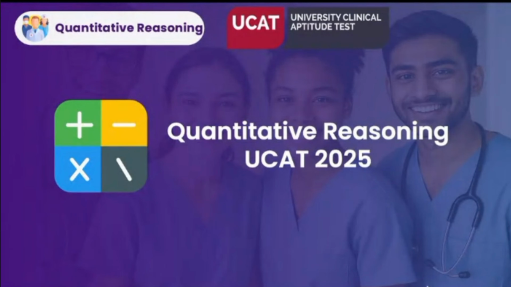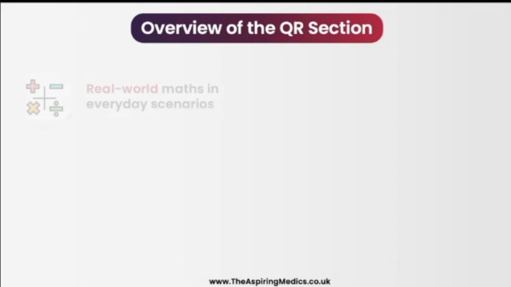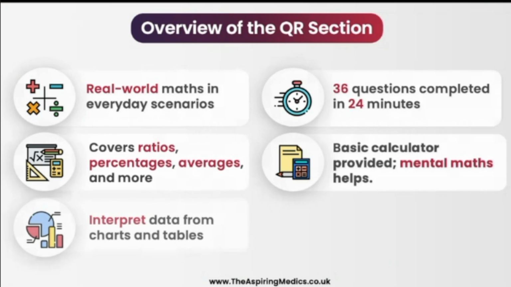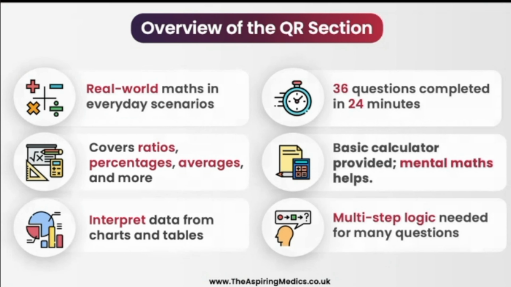So let's look at quantitative reasoning. Right, so what is quantitative reasoning? It's a lot of real world maths in everyday scenarios. And like I said, it's your basic GCSE stuff. So it's ratios, percentages, averages, etc. You're going to be interpreting data from charts and tables a lot. Most of the questions are interpreting data.